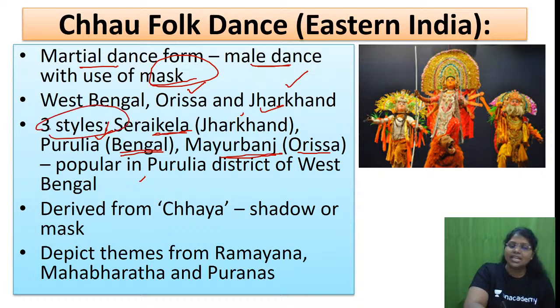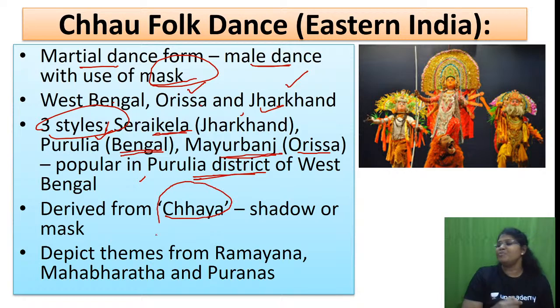So, three styles of Chhau dance: West Bengal, Odisha and Jharkhand. In West Bengal, of course, Purulia district. In Jharkhand, it is Saraikela, and Mayurbhanj in Odisha. Popular in Purulia district. Derived from Chhaya. What do you mean by Chhaya? Which is nothing but shadow or mask. Derived from Chhaya, shadow or mask.